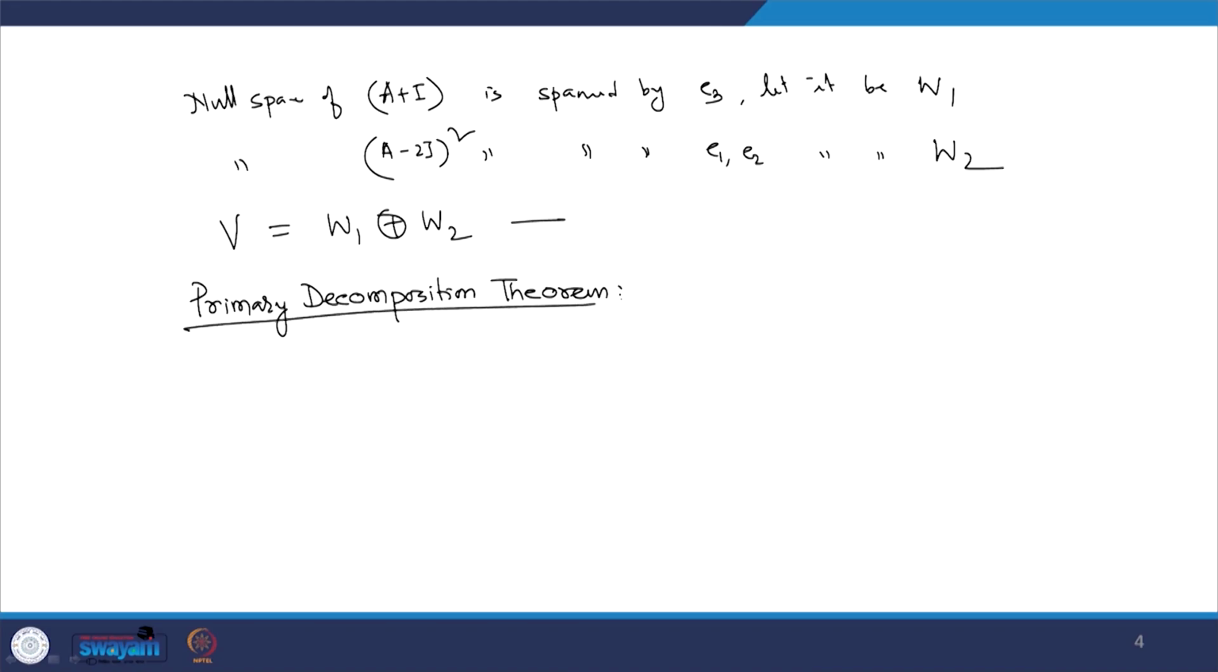See, in my previous example, I considered the case when the characteristic polynomial is factorizable over the field, but the primary decomposition theorem does not require whether the characteristic polynomial is factorizable or not. So, it is a more general way to prove the existence of a direct sum decomposition of the space as well as of the operator. So, what is it?